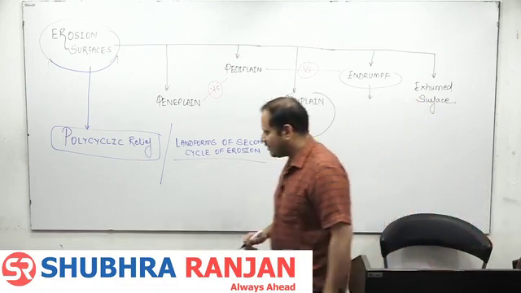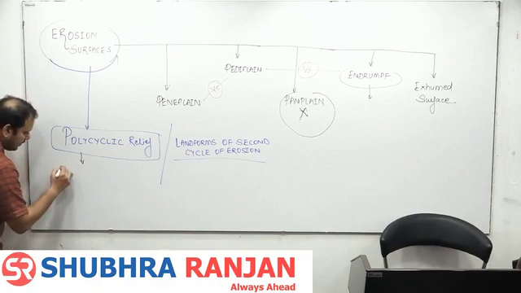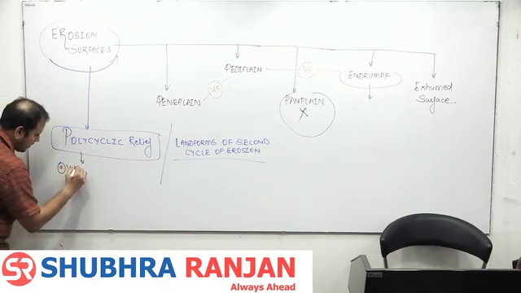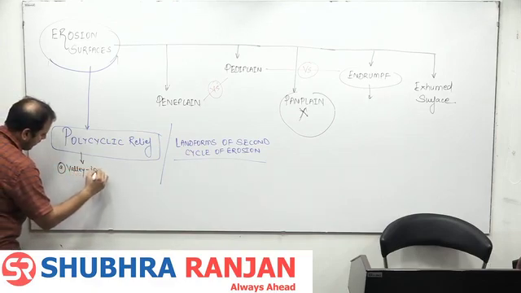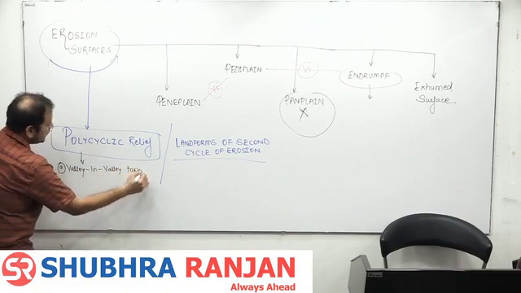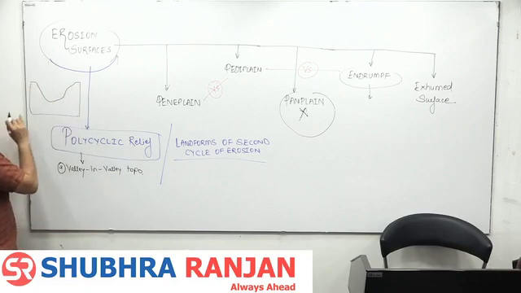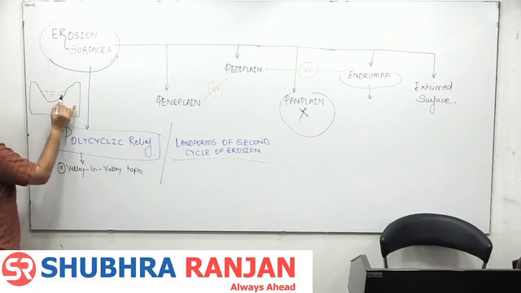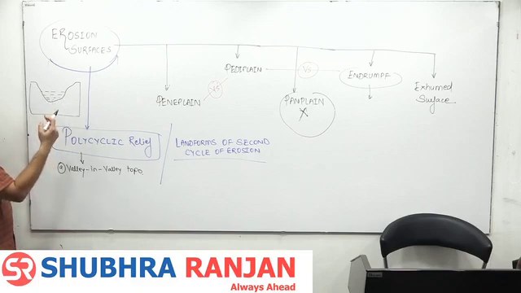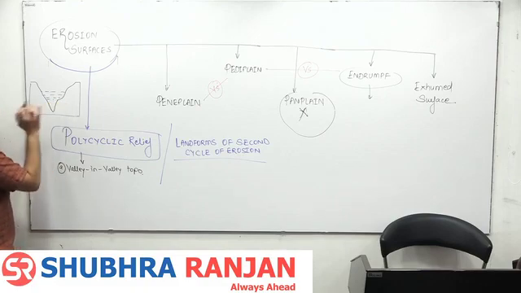Can someone tell me what are the features of polycyclic relief? Tell me if you are comfortable with this name. There is already a valley that has been formed by the river. The river becomes old. Then after the upliftment, the river becomes young again. Erosion capacity increases. So the river will cut by vertical down cutting and inside the valley there will be a valley. Getting it?